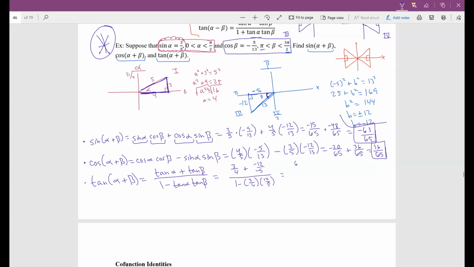Now the top part is going to be this 3/4 plus this 12 over 5. And on the top, you're going to get 63 over 20. On the bottom, you're going to have 1 minus this 3/4 times this 12 over 5. And you're going to get this negative 4/5. Then you're going to take this 63 over 20 divided by negative 4/5. And I'm going to get negative 63 over 16. All right, and that's basically how you do this problem.